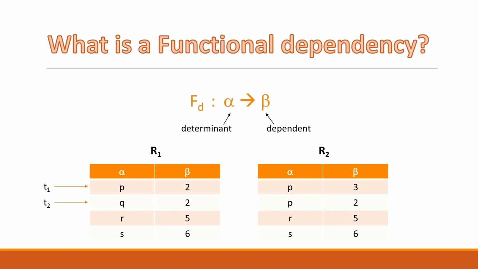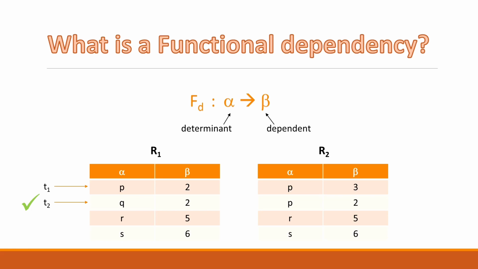Now let's find out whether the functional dependency from alpha to beta is valid for this table. So look at the table R1 and tell me whether you are able to find out the value of beta for any given value of alpha. So the answer is yes. If the value of alpha is p, then the corresponding value of beta is 2. And if it is q, then also the value of beta is 2. So there is no confusion. Whatever value of alpha is given, we are able to find out the value of beta. So the functional dependency from alpha to beta is valid for our first table R1.